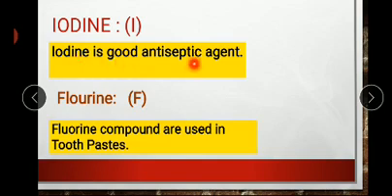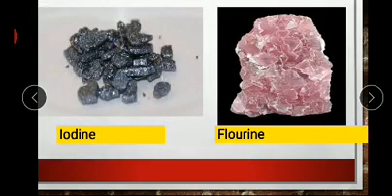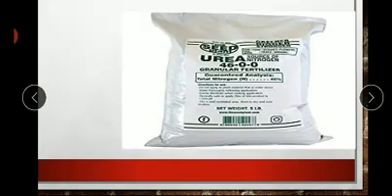Now, iodine is also a good antiseptic agent, which is used in medicines also. Fluorine is also used in toothpaste. So just have a look over here. This is the picture of iodine. This is fluorine. These are all non-metals. These have the properties of non-metals.